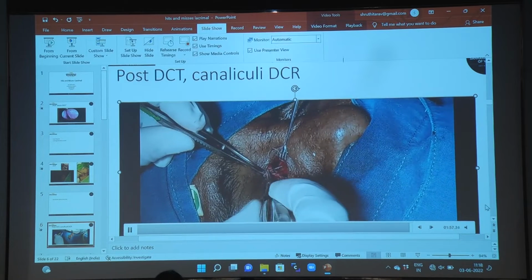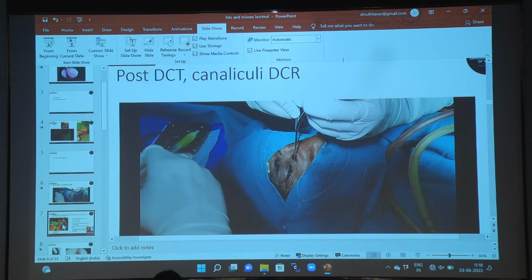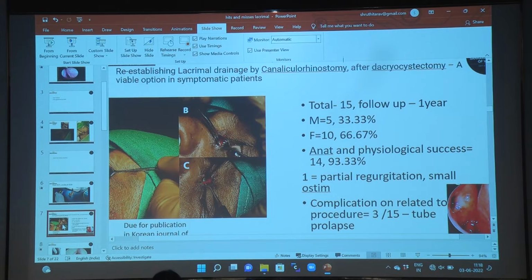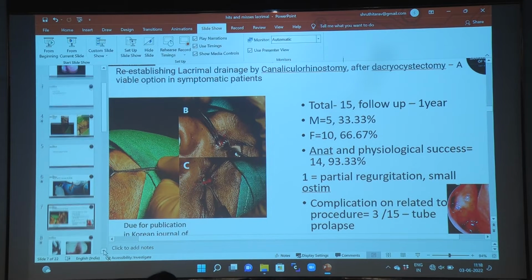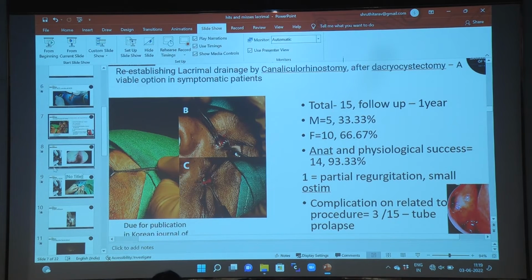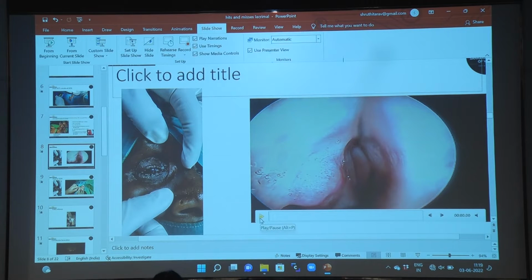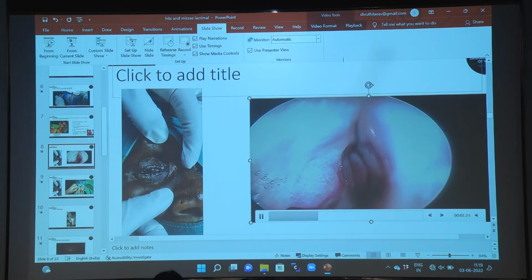So this was one study we did: 15 such cases with a follow-up period of 1 year. Anatomical and physiological success was seen in 14 patients, with 1 patient having a partial regurgitation with a small ostium. This was probably because he had had repeat procedures done before, and this is due for publication in the Korean journal.